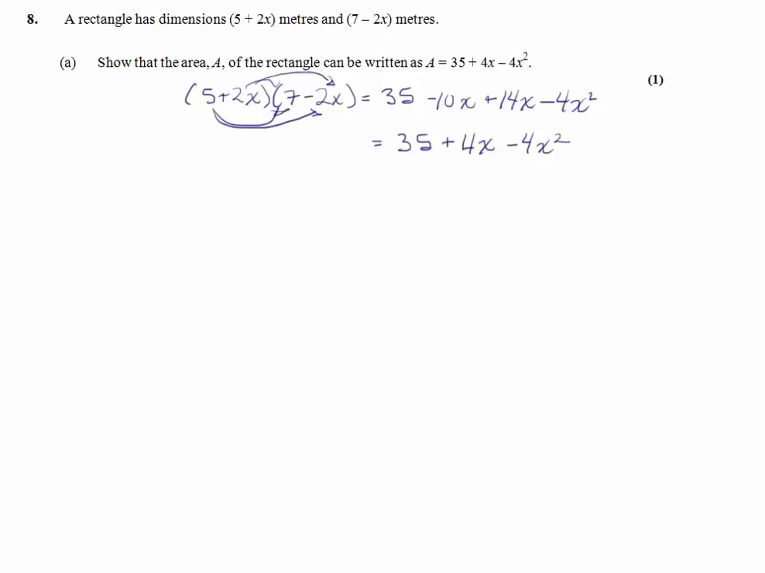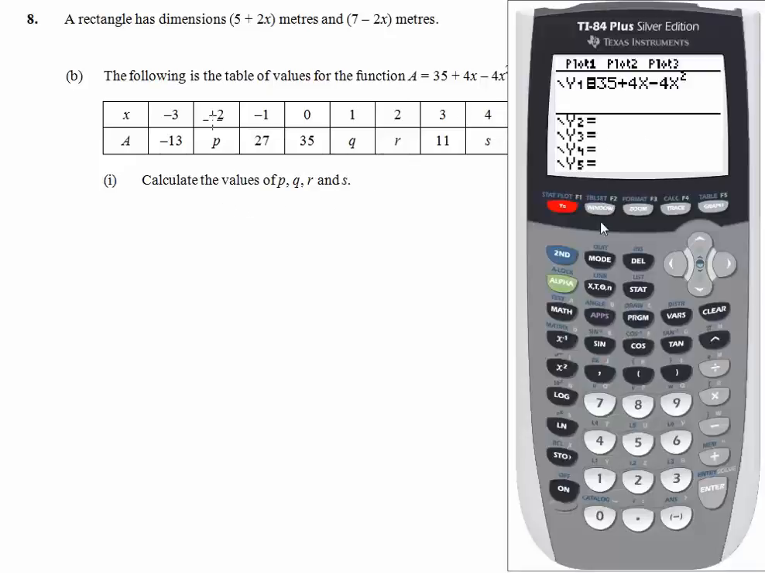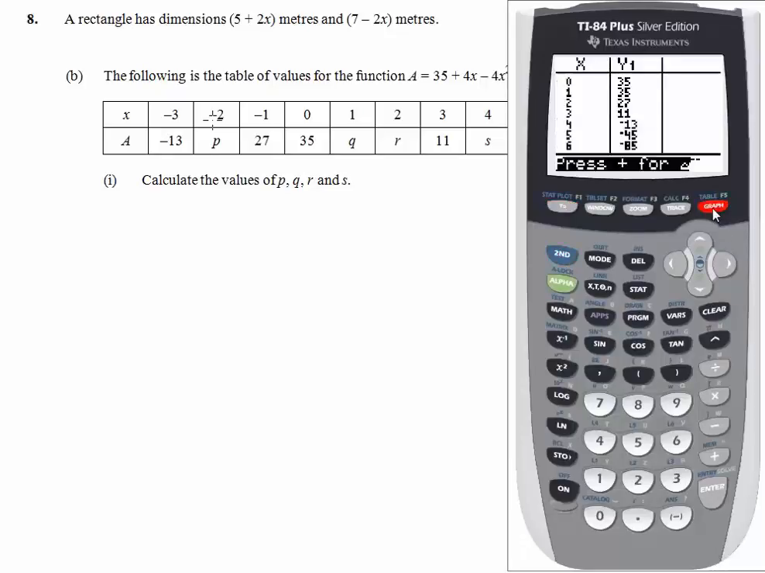Part B. They want you to fill in the values of the table and calculate the values of P, Q, R, S. So I need to put the equation into my calculator, and then I can look up the values on the table and just write down what those values for P, Q, R, and S are.